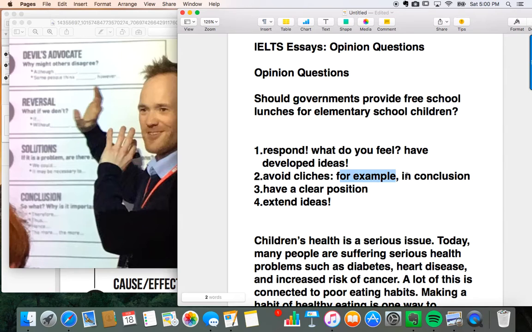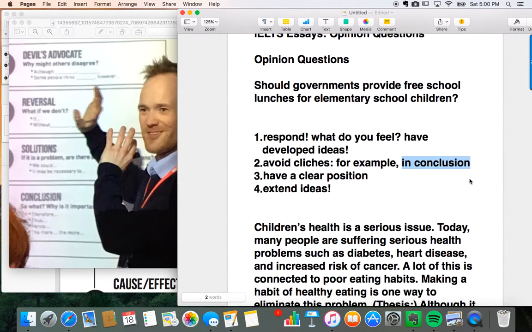And if you try to use these or learn these connectors, it's lazy writing. You're not trying to improve your writing. You're just using these words. So they're not wrong, but for a 7 or 8, they're just not necessary.